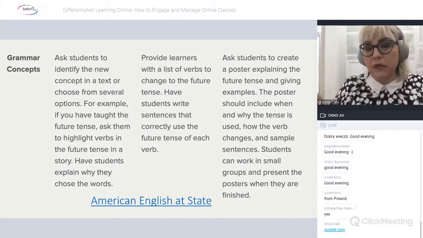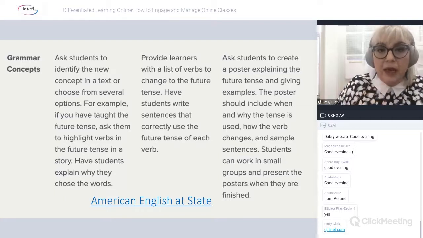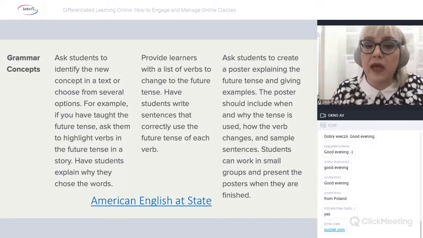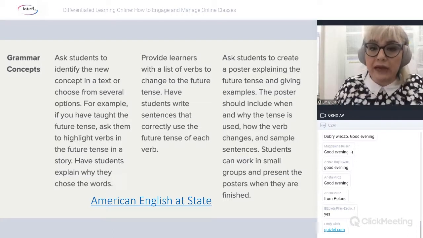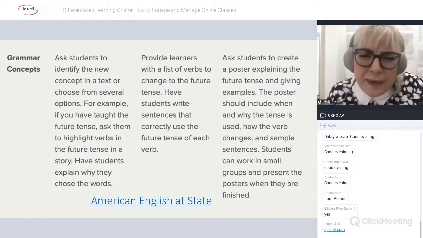So, tomorrow and all of that as well. So put that in your writing. I want to see those in some sentences. And then for an advanced, again, maybe they're going to, the example here is make a poster.